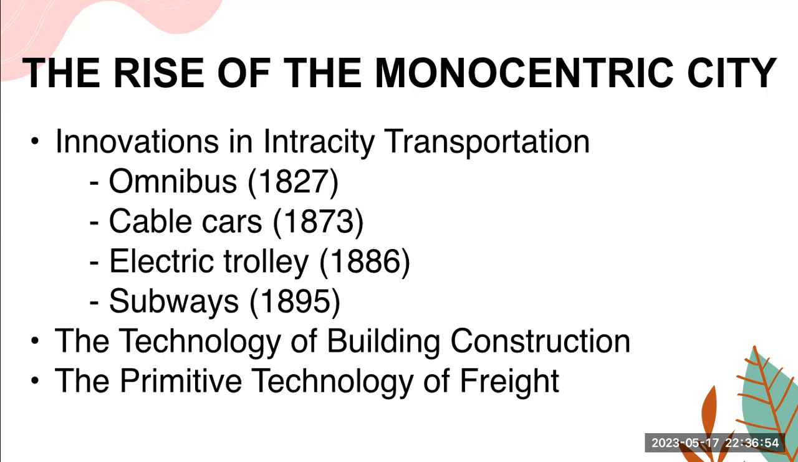And also the design of the public transit systems of the 19th century facilitated the large concentrations of employment near city centers. And these were hub and spoke systems, with spokes radiating out from a central hub. All right, so the next factor which brought about the rise of the monocentric city is the technology of building construction.